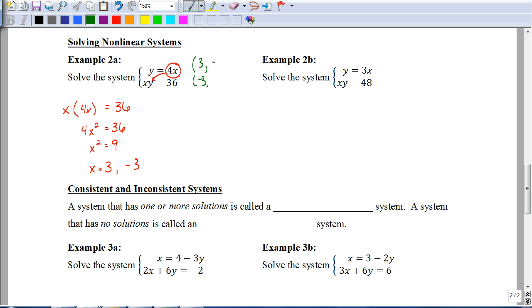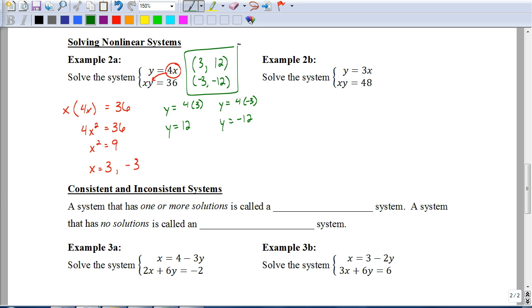I just have to figure out what y is. Now to find y, I can use 3 in either equation, so the first one makes the most sense. Well, 4 times 3 is 12, so y equals 12, or y equals 4 times negative 3, which is negative 12. So when I put 3 in my equation, I get 12 as my answer. When I put negative 3 in my equation, I get negative 12. So this would be a situation involving two solutions.